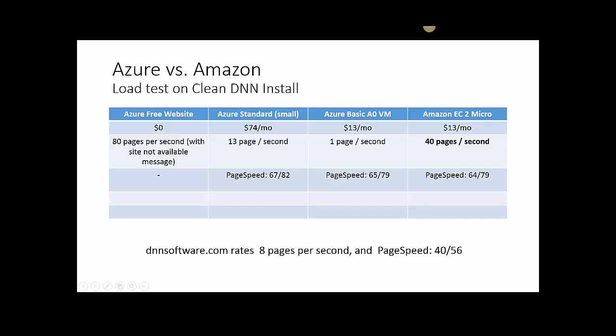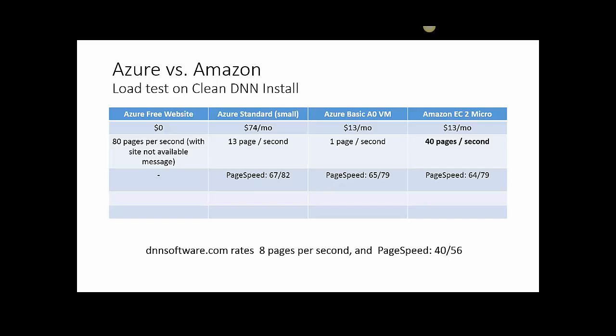So I tried to put this into perspective to see if this 40 pages per second is a lot or not. And of course, I started measuring the DNNsoftware.com website, and I got 8 pages per second. And of course, it's a big difference because the site that I tested was a clean DNN instance, it didn't have any production content or any modules on it. It was just a clean instance, while DNNsoftware.com probably has a lot of modules, content, and so on. But still, the difference is amazing.